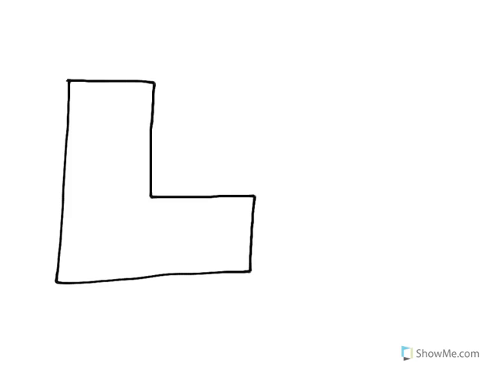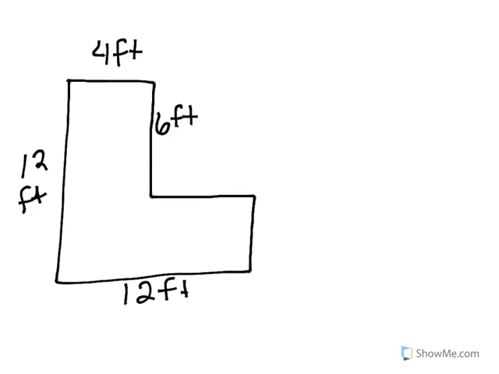Here I'm going to draw an irregular figure. Alright, for this long side here, I'm going to put 12 feet. I'm going to say this side right here is 6 feet. I'm going to put the bottom side as 12 feet as well. And then this top side is 4 feet. Now if you see here, I'm actually missing 2 sides.